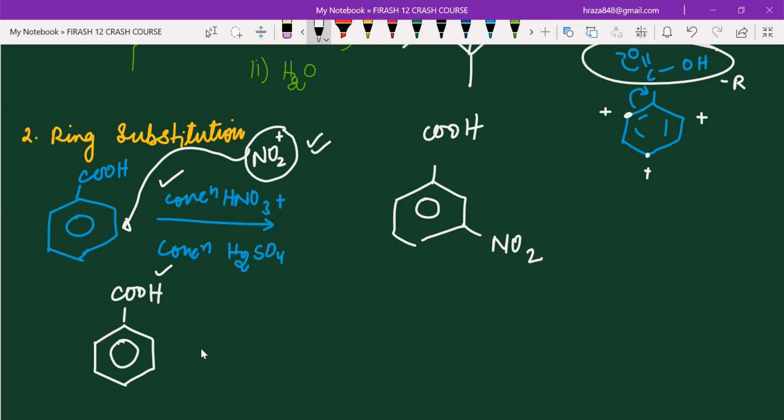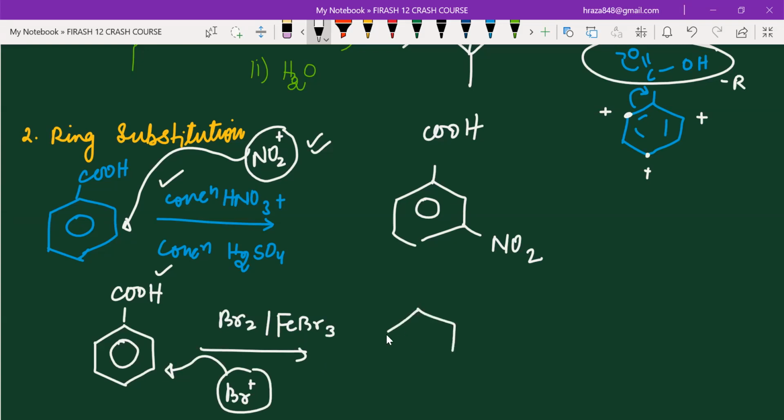Again, if you have this and you react it with Br2 in the presence of FeBr3, there will be formation of an electrophile Br plus, which will directly attack the meta position again, because at ortho and para, it will be an electrophilic center. So this will be the product. Please do write.